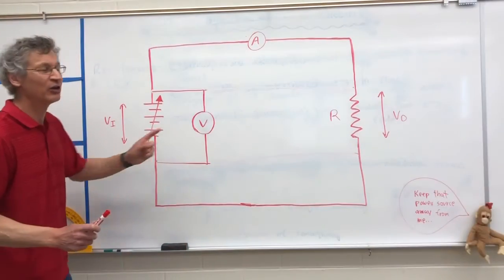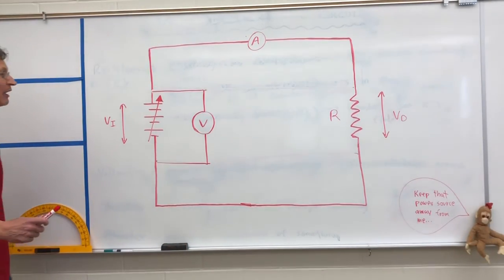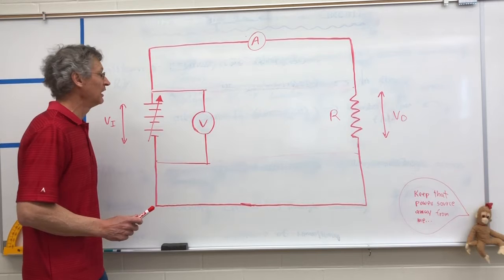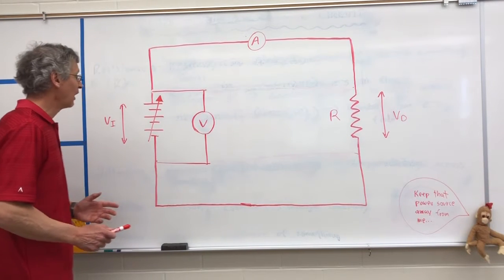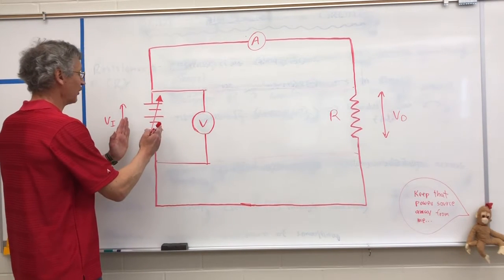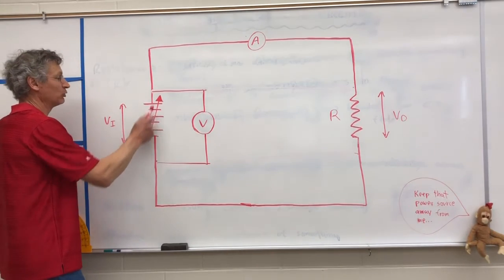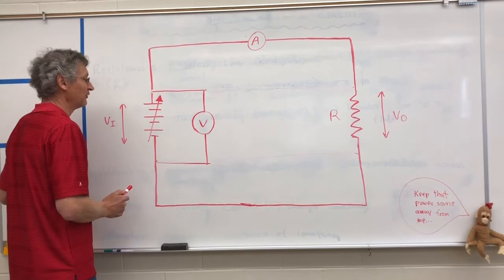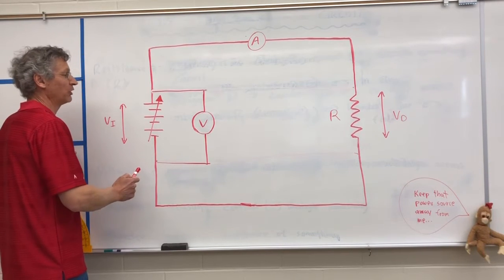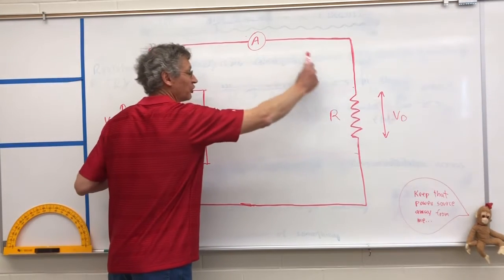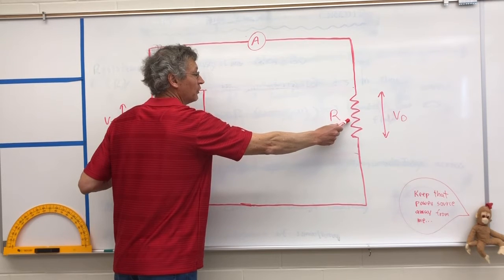What we have right here is the circuit that we're going to be using in the lab. Pretty simple circuit. We're going to have a variable power source, a variable voltage source. That's what the arrow denotes, the fact that it's variable. And it's going to be connected in our circuit to a resistance over here.